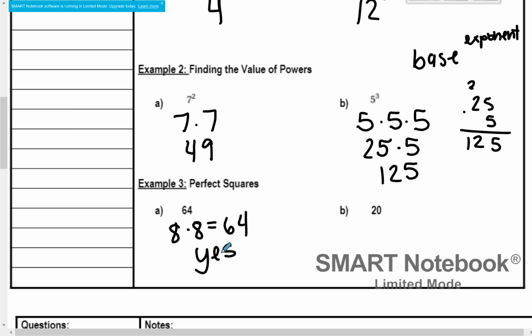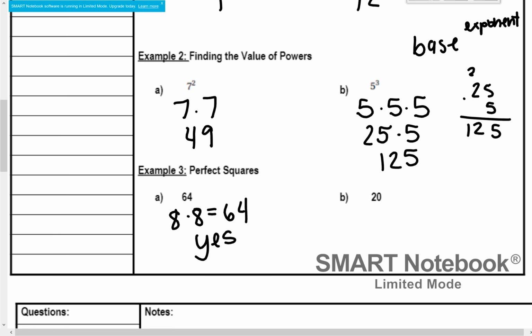Okay, for example, part B, we have 20. I don't really know what number times itself is 20, so I'm just going to guess around. I know 5 times 5 is 25. 25 is too big to be 20, so we're going to go down to the next whole number.